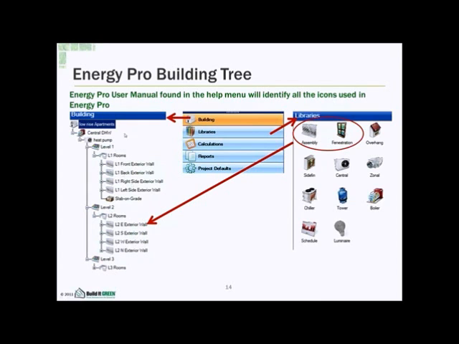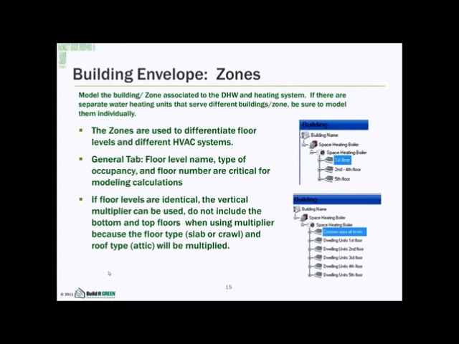So as you can see in this example on the left, we have 3 floor levels. So that's what you want to build out in Energy Pro, is have a different zone represent each floor level. And there's 2 ways of doing this. Let's say you have a high-rise, and on the right-hand side I have a 5-floor residential building. You can use the multiplier, which is in the general tab.